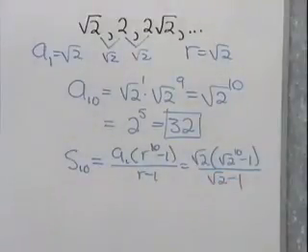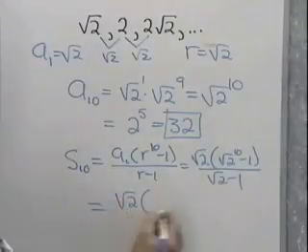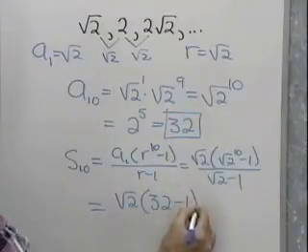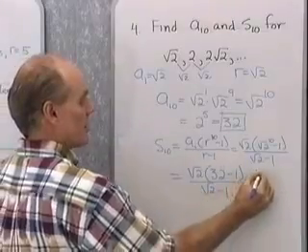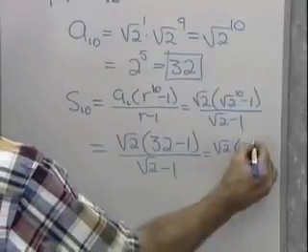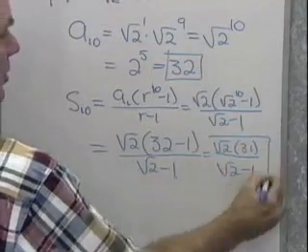I know what that square root 2 to the 10th power is. That's that 32. So I get square root 2 times 32 minus 1, which is 31, all divided by square root 2 minus 1. I'm just going to leave it like that.